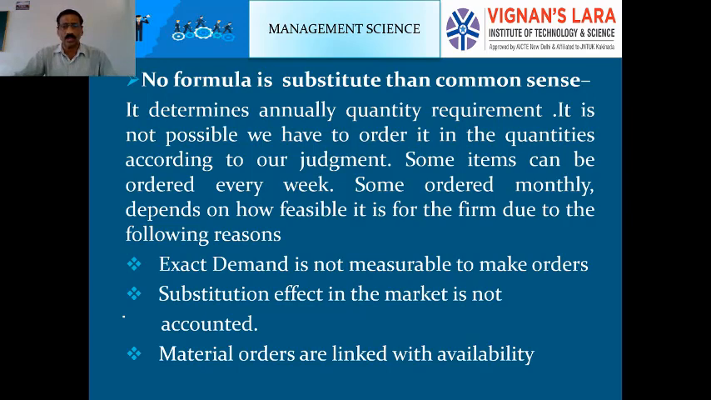Exact demand is not measurable to make orders. How much demand will there be in the future? Previously it is okay, but in the future, how much is there? Prediction is not possible. Substitution effect in the market is not accounted for. Number of substitutes are available for our commodity. If competitors change their features, immediately we are not able to reach the market. Material orders are linked with availability. That means if you want to make an order, first of all, availability problem is there in the market.